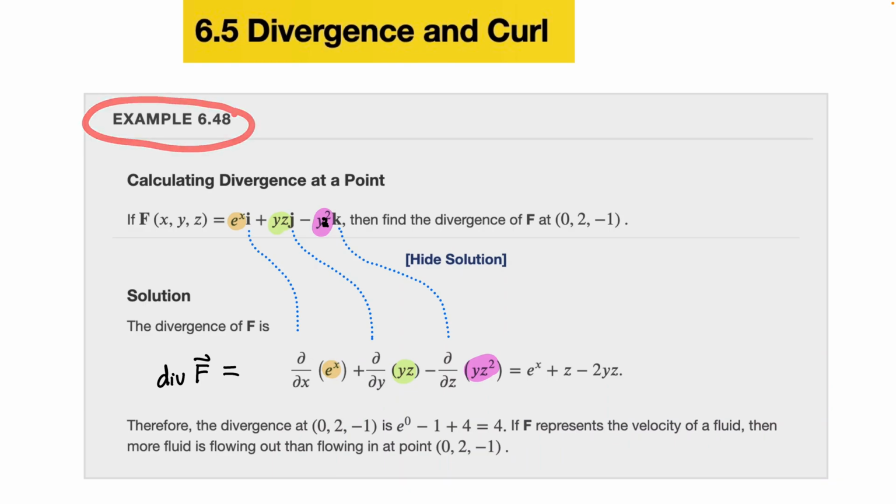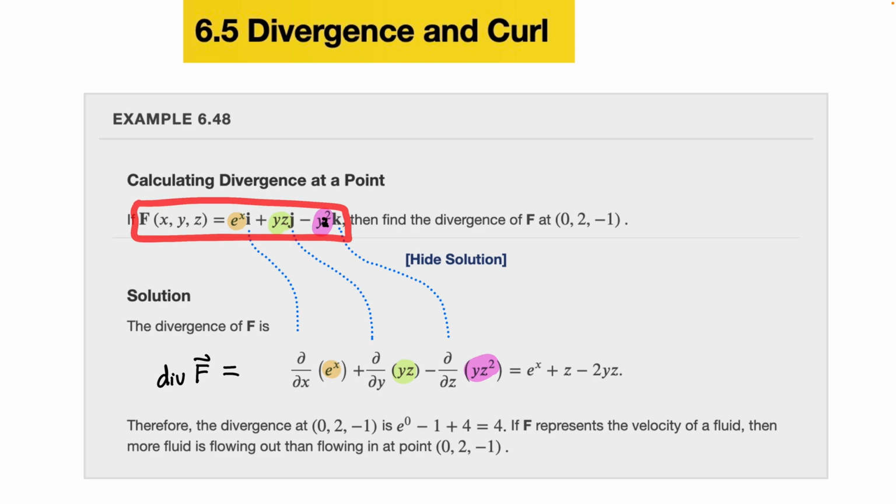Example 6.48. Calculate the divergence at a point. In the example, we are given a vector field. The vector field depends on x, y, and z, and has component functions P equals e to the x, Q equals y z, and R equals negative y z squared. There's a typo in the book. We are asked to find the divergence of this vector field at a particular point in its domain.